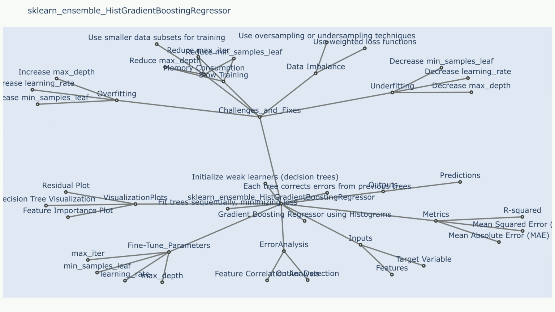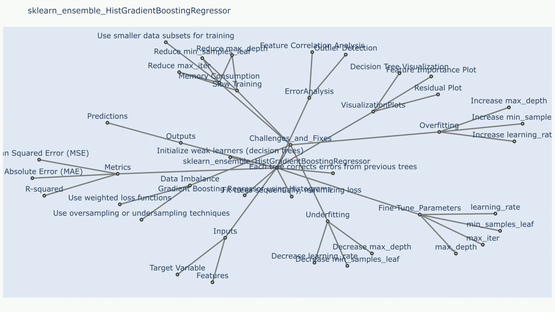Inputs. X, a 2D array representing the input features of the dataset. Each row corresponds to a sample, and each column represents a feature. y, a 1D array representing the target values corresponding to the input features. Outputs. Predictions, a 1D array containing the predicted values for new input data.